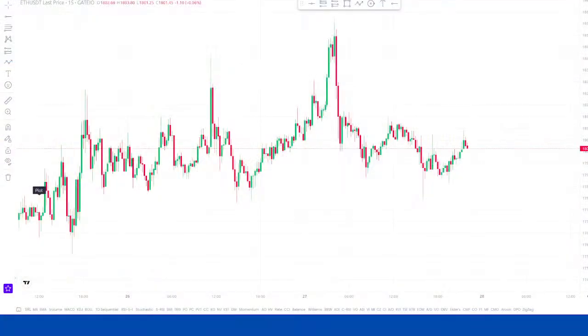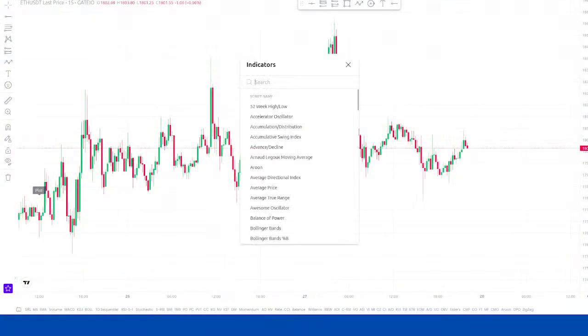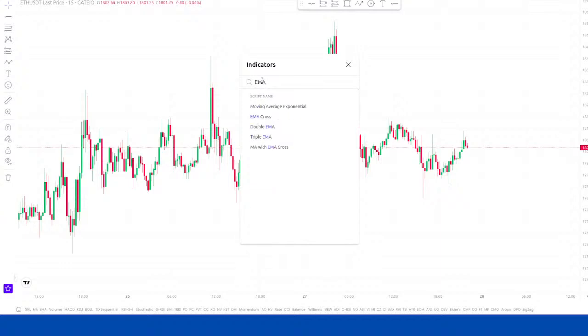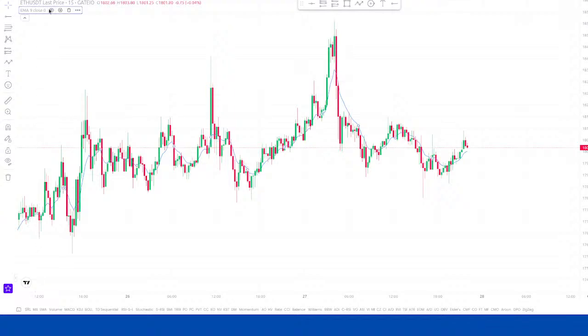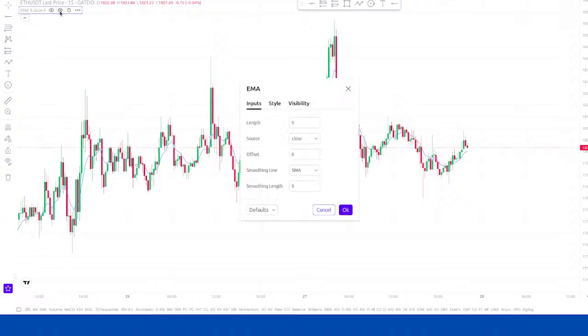While using your Getayo account, or the exchange you're using, you can find EMA by searching EMA or exponential moving average. You can see we have EMA here, exponential moving average. I'll just select it. You need to use exponential moving average 9. It will give you 9 by default. In case it doesn't, go to settings, then inputs, then length, say 9, then down here we have smoothing length 9 as well.